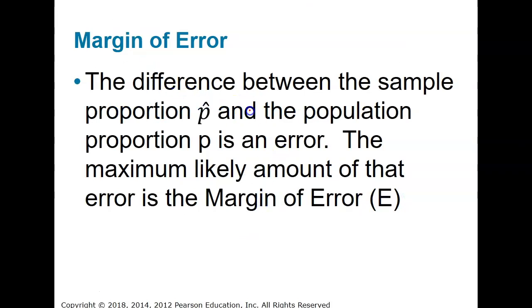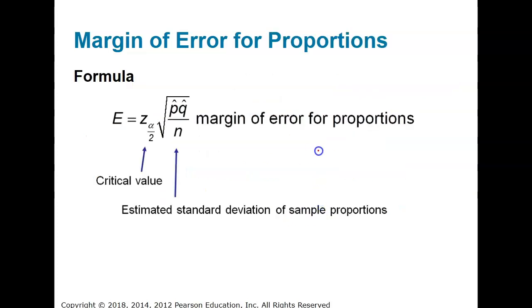Okay, margin of error. The difference between the sample proportion P hat and the population proportion P is an error. Okay, and so that maximum likely amount of that error is called our margin of error. So when we look at the margin of error for proportions, which is what we're working with now, you've got this formula. This formula is located on your formula sheet, so you do not need to memorize this. This is a section that you really need to have your formula sheet in front of you for.